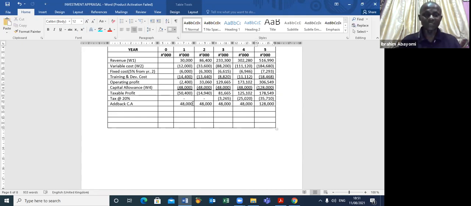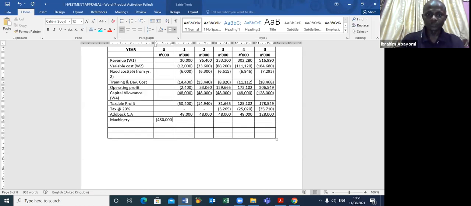When you are done with this, you now see which other cash flow do we need to bring in. We now come and start your what? Our machinery is 480 million. So it's a year zero cash flow. It is a negative cash flow anyway. 480 million. Let me adjust this. That one is too small for it.